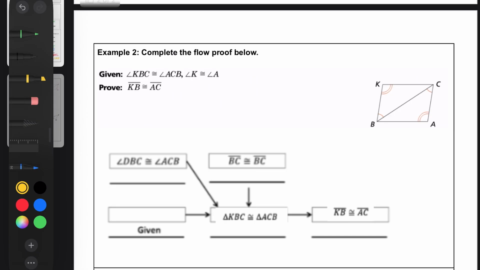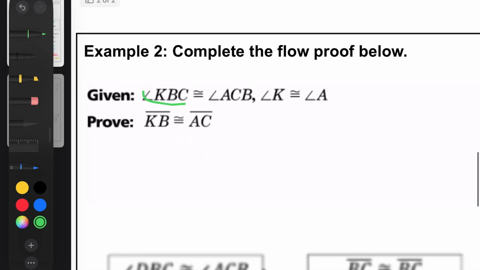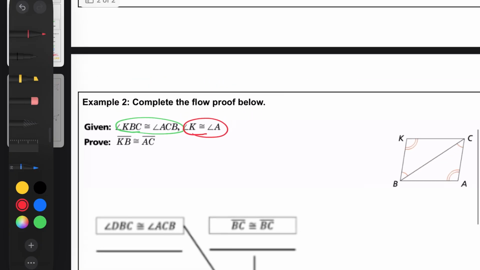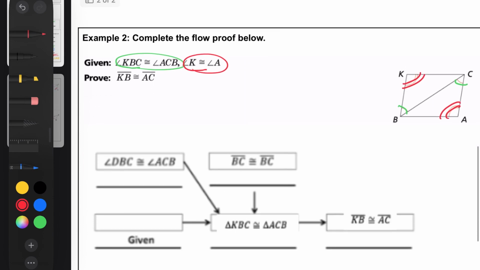Example 2, we have to complete the flow proof below. So we're given that these two angles are congruent to each other. We're also given that these two angles are congruent. If they're not marked in the picture, make sure you mark it. So angle KBC is congruent to angle ABC. I have to trace that out, right? KBC is here. ACB is here. And then we have angle K is here. We have angle A is here. So we're going to mark those.